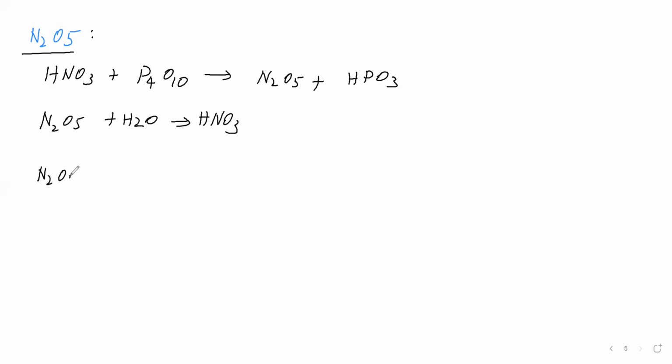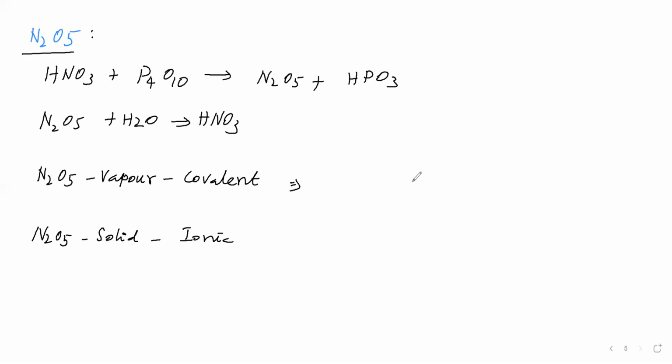Now, N2O5 in the vapor state is a covalent molecule, but N2O5 in the solid state is an ionic compound. N2O5 in vapor state is covalent, N2O5 in solid state is ionic. Why is it so? That we will see. First we will see the N2O5 vapor structure.